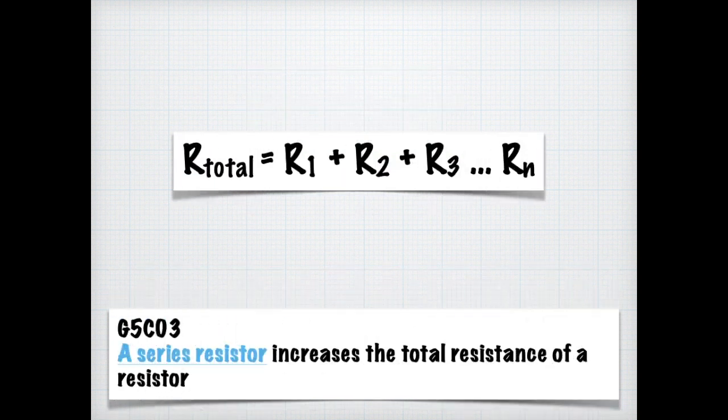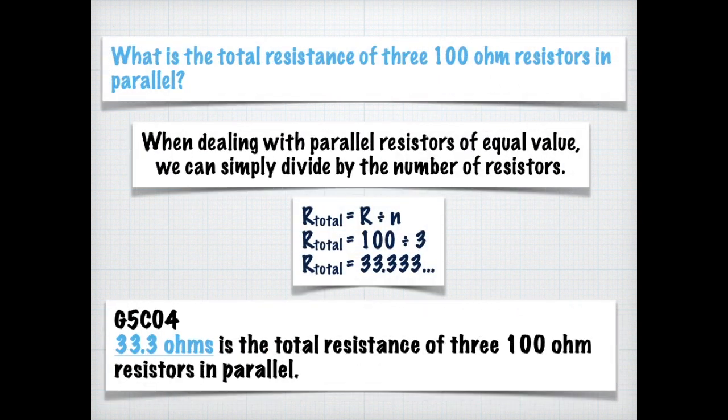To answer the next question, we need to understand that when you add resistance in series, it increases the resistance. When you add it in parallel, it reduces the resistance. So for this exam, the question reads, which of the following components increases the total resistance of a resistor? You just need to know a series resistor increases the total resistance of a resistor. On this question, we're asked, what is the total resistance of 3 100 ohm resistors in parallel? When they're all the same value, it's really easy to calculate.